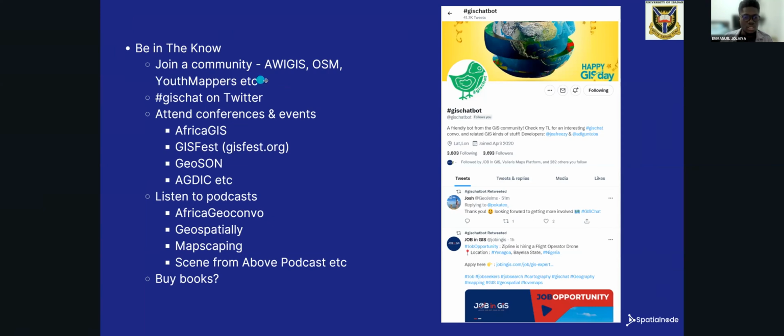And then if you're still in university, you can also explore the GIS Mappers community. It's a network for those in the university. A student-led network. So they also do GIS projects together. So it's very important to join a community for you to grow.